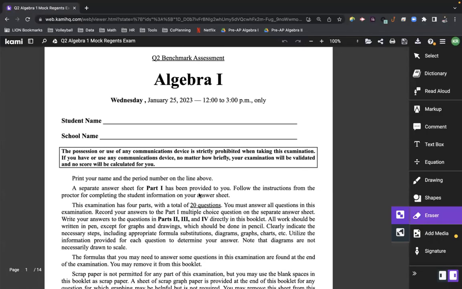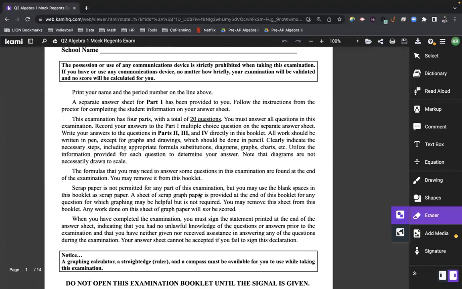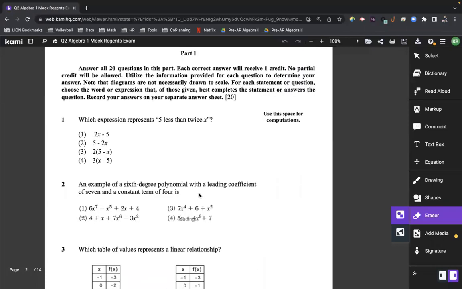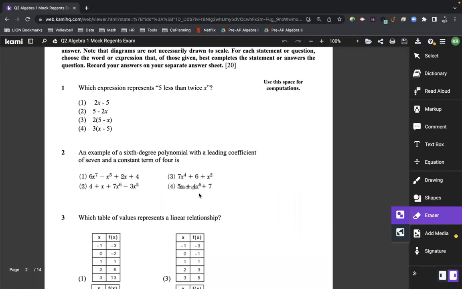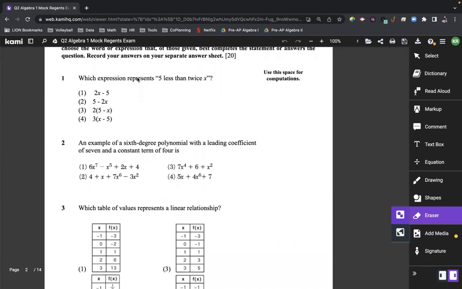Welcome Algebra 1 to the multiple choice review. So we're just going to get started right away. The first one says, which expression represents 5 less than twice x?